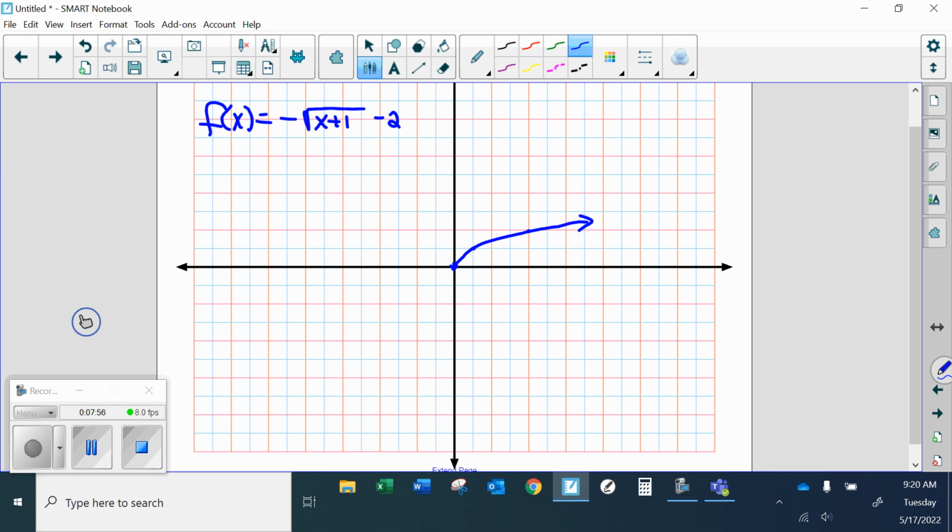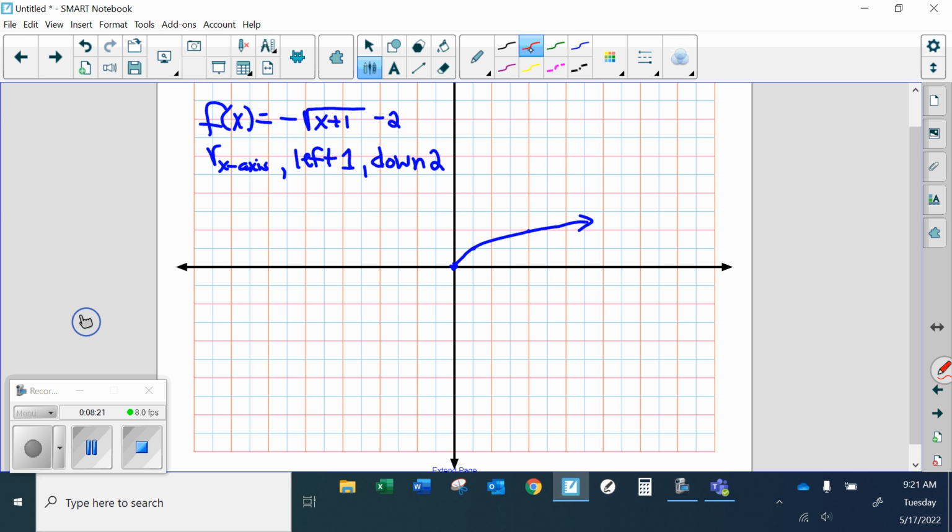Remember this negative reflects it over the x-axis. This is the short way of saying reflection over the x-axis: lowercase r, and then a subscript stands for reflection over the x-axis. The x plus 1 makes it go left 1, and the minus 2 makes it go down 2. So we have all 3 of these we have to apply now.